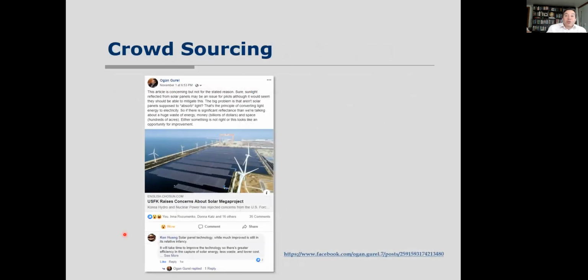Another approach is crowdsourcing. I gave you this example from Facebook where I talked about how solar panels are reflecting light and interfering with the pilots. But if solar power is intended to absorb light, why don't we come up with different ideas to solve both problems: get more light, more energy, but also prevent the glare that interferes with pilots and makes it dangerous to fly. There were 35 comments, and friends of mine commented on possible solutions and ideas. So it was a form of crowdsourcing.